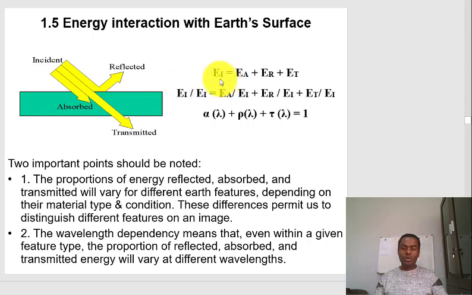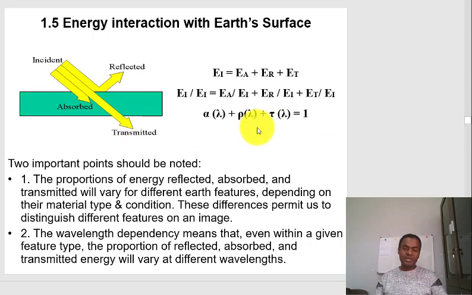And energy absorbed over energy incident is called what? Absorptance. Okay, energy reflected over energy incident is called reflectance. Energy transmitted over energy incident is called transmittance. They are denoted by these symbols. Okay, absorptance, reflectance, transmittance sum to one. So energy is neither created nor destroyed. So the sum total of absorbed, transmitted, reflected becomes 100 percent of the incident energy.